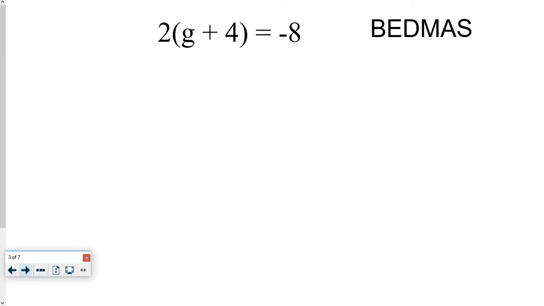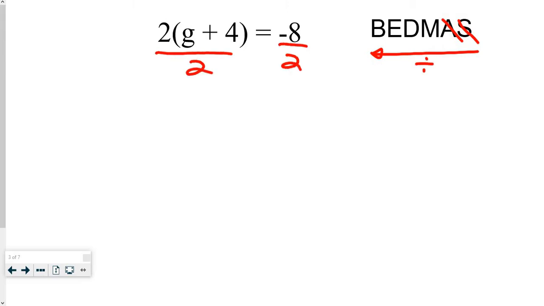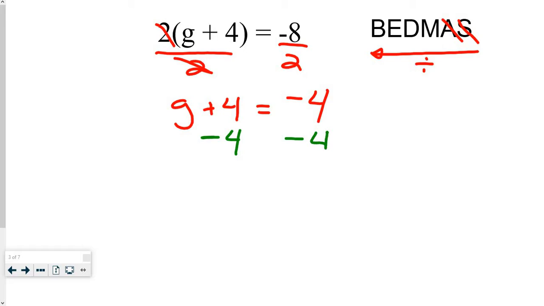So BEDMAS backwards, we're working this way. There's no subtraction, there's no addition, there's multiplication, so the opposite is division. We're going to divide by 2. We're left with g plus 4 equals negative 4, since negative 8 divided by 2 is negative 4. The opposite of plus 4 is negative 4, so we subtract 4 over here. Negative 4 subtract 4 is negative 8, so g equals negative 8.